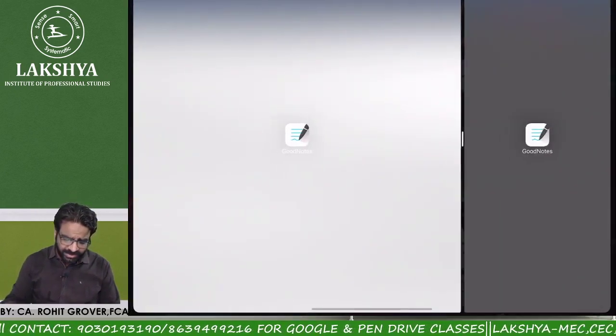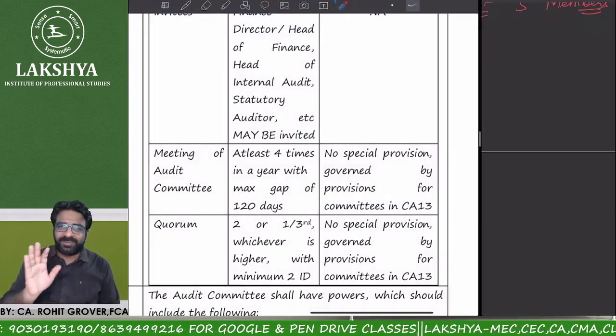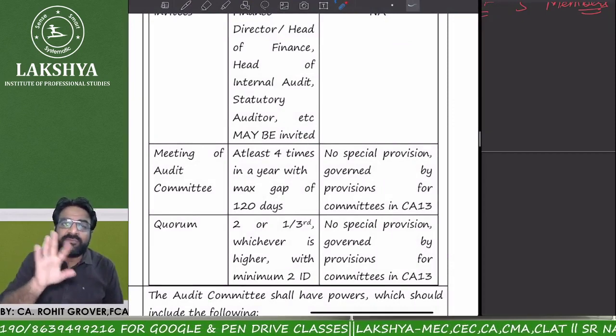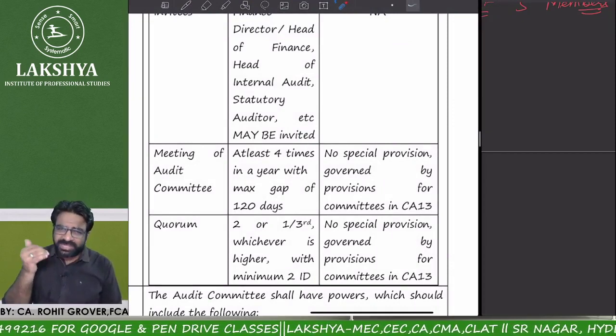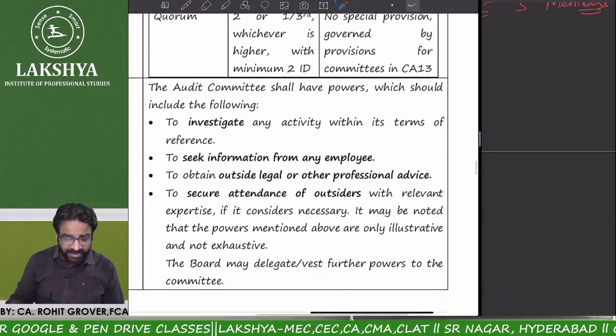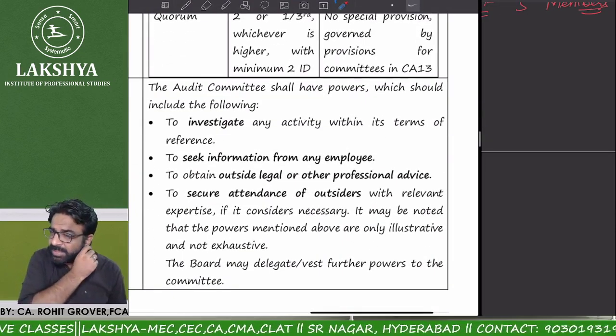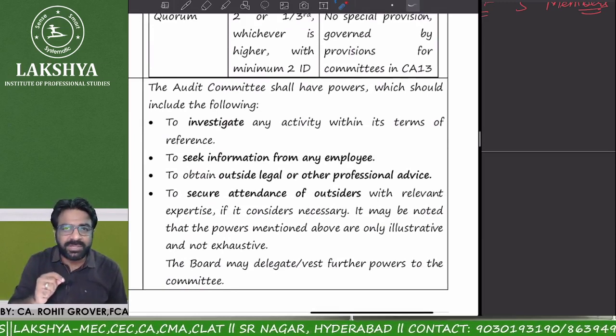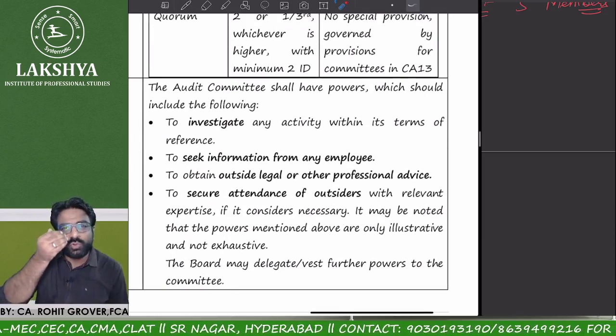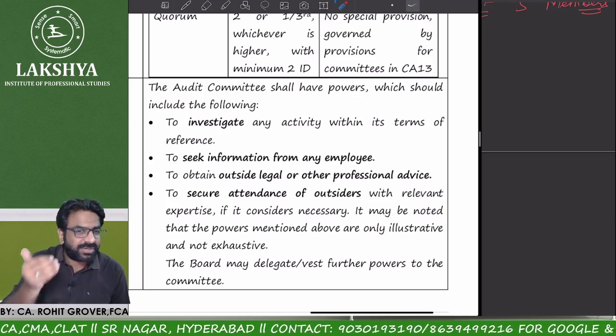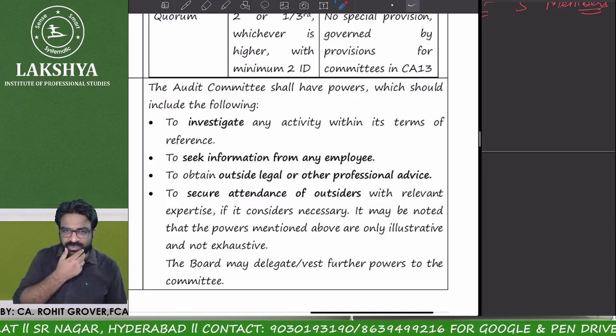So let us understand the remaining part. Don't be under the impression audit committee is over. Difference is only over right now. So many other things are there in the audit committee, and they're very intellectual provisions. If you carefully analyze now, you will understand why listed companies have to undergo so many stringent or strict restrictions. You will understand slowly.